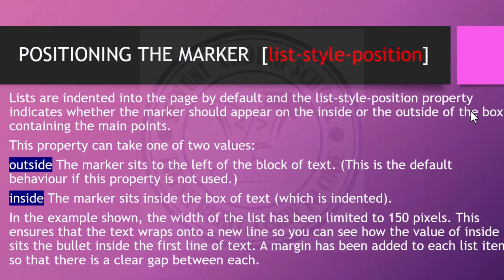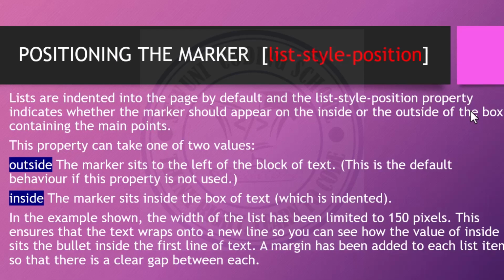Now the next thing we are going to look at is positioning the marker. So in this we are going to look at the list-style-position property. Lists are indented into the page by default, and the list-style-position property indicates whether the marker should appear on the inside or outside of the box containing the main point. This property can take one of two values, either outside or inside.